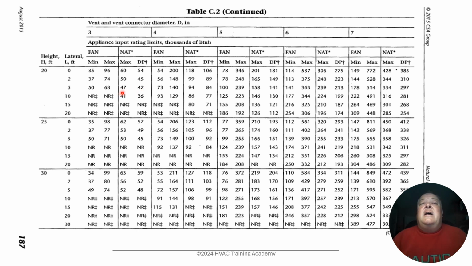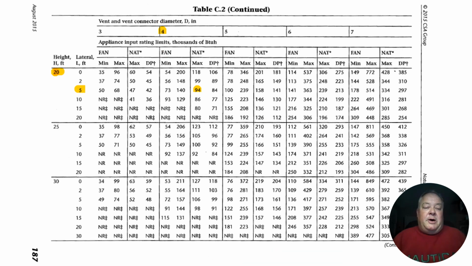You can see Nat max, meaning no air exhausting appliances, which is what the question really said to us. We have a capacity of 47,000, so that's not going to work. We're going to come across here to Nat max, which is going to be 94,000 BTUs, which is going to mean we're going to have a 4-inch vent system. Let's see how right we were.